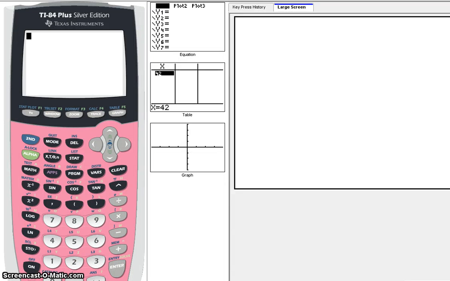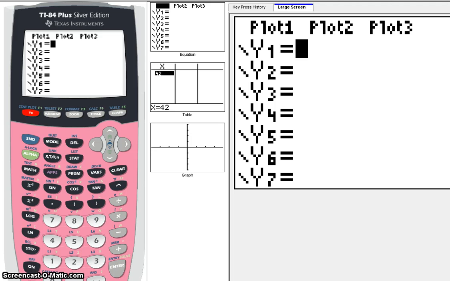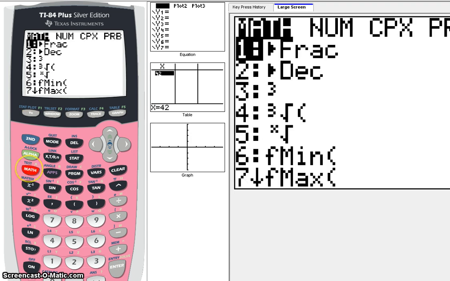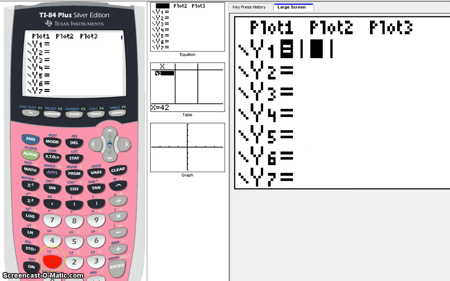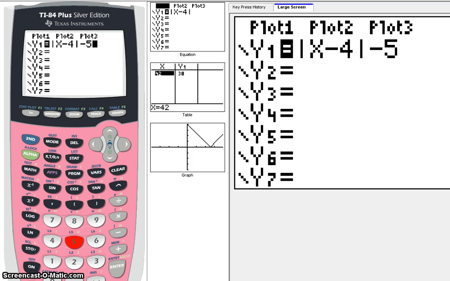I'm going to go to y equals. I'm going to type in the absolute value, so to access that I go to Math, arrow right to Num, choose 1 for absolute value, then type in x minus 4, and now I have to arrow out of here. If you're on an older calculator, you have to close a parenthesis there, and then minus 5.